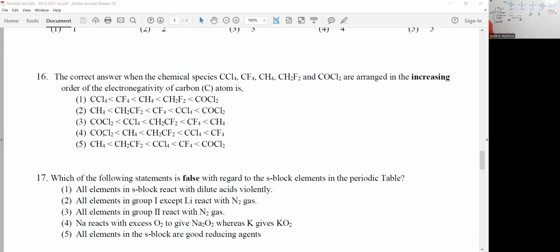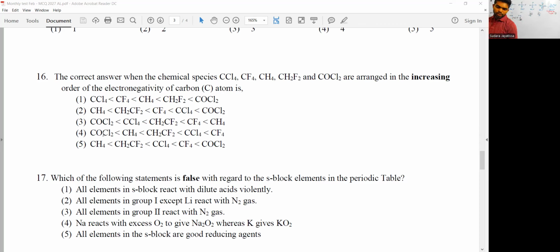Okay, they react steadily with dilute acids. Magnesium and beryllium, the first two elements in group 2, are originally low reactive. If it is for group 1 elements, this statement is true. Anyway, they are asking for the false statement, so this first one is going to be one of our answers.